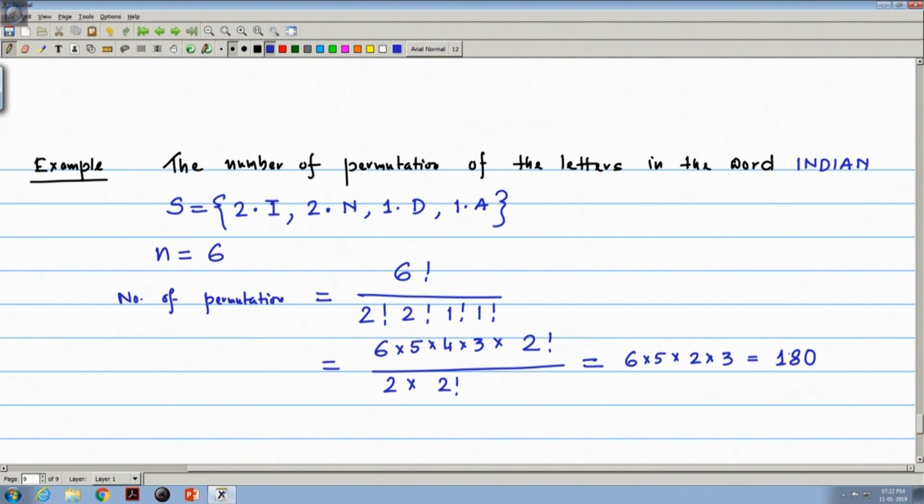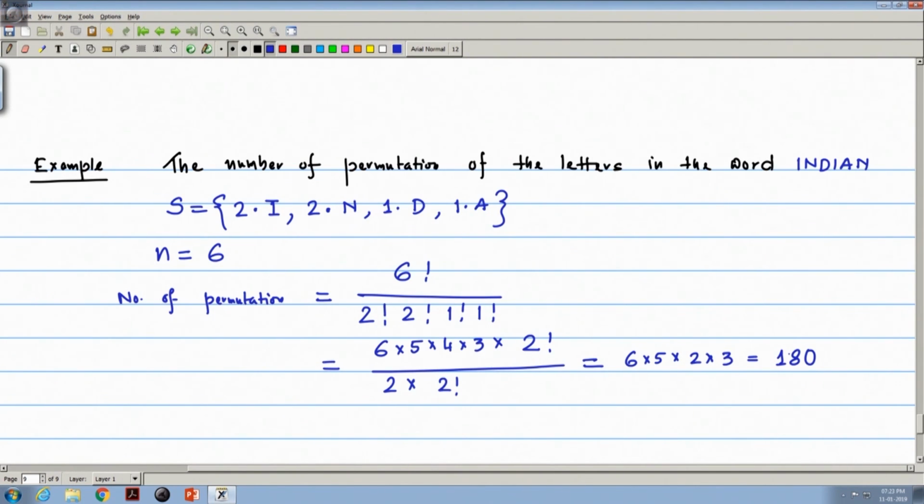So, in this way we can apply this theorem to count the number of permutations for a multiset where the elements appear with finite repetition or with infinite repetition, and we can apply it to solve counting problems with permutation.